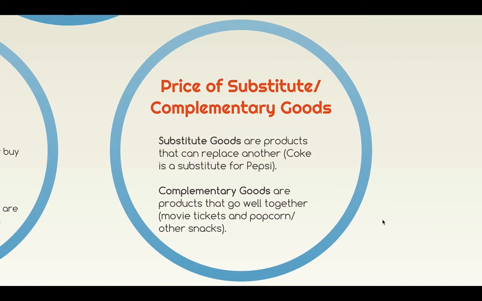Aside from price, there's the price of a substitute or a complementary good. Substitute goods can replace another. If Coke increased its price, people would demand more Pepsi. Complementary goods are products that go well together, like movie tickets with popcorn and snacks. So if the price of the snack bar doubled, fewer people would be willing to buy movie tickets.